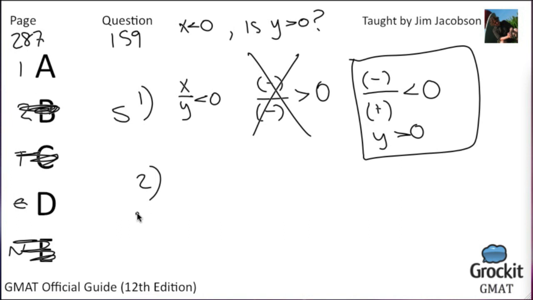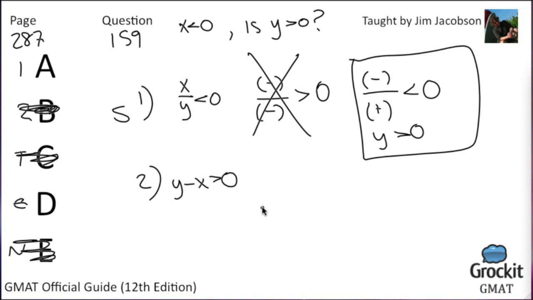Statement 2, y minus x is greater than 0. And at first glance, it sounds like that would mean y would also be greater than 0, because we know that x is negative from the original question, so y minus a negative number, which is the same thing as adding a positive number, is greater than 0.